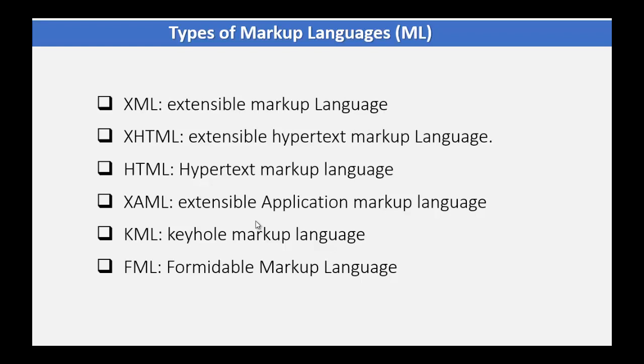Then we have XAML, which stands for Extensible Application Markup Language. This markup language was built and integrated into Xamarin Forms, used to actually build Android applications as well, combining with C#. Then we have KML, which stands for Keyhole Markup Language, and FML, which stands for Formidable Markup Language. There are many markup languages out there.